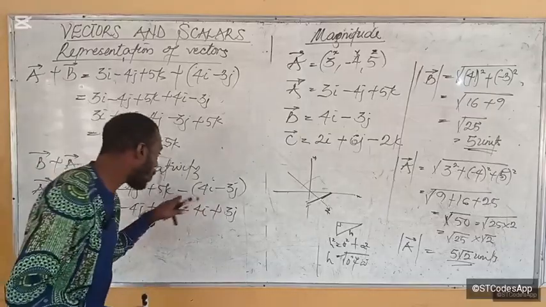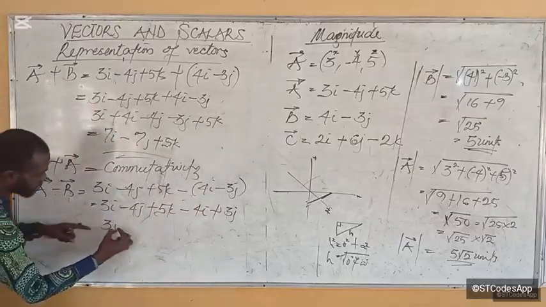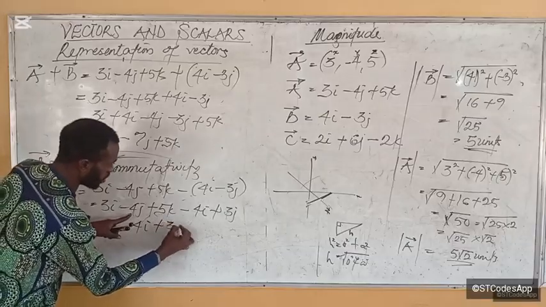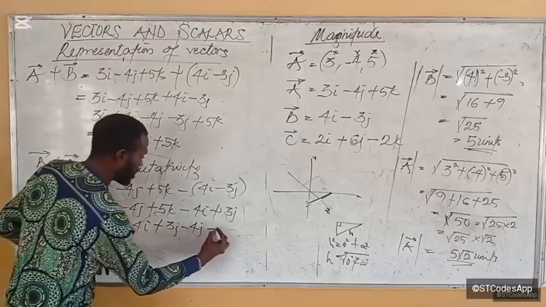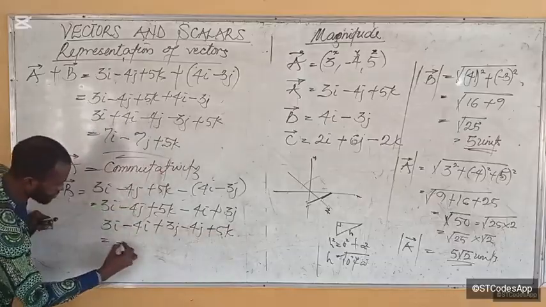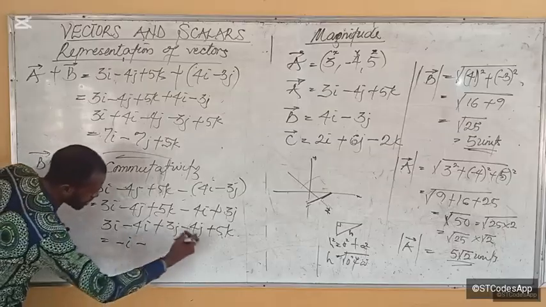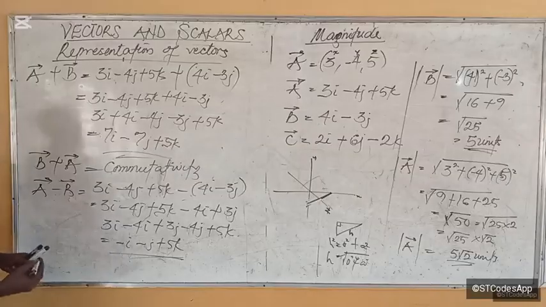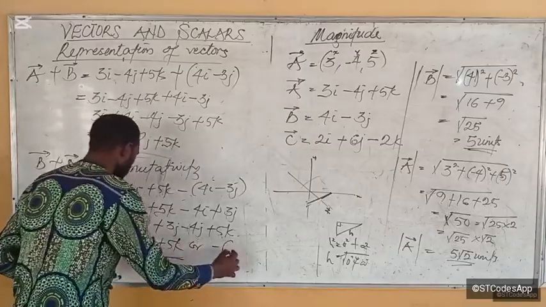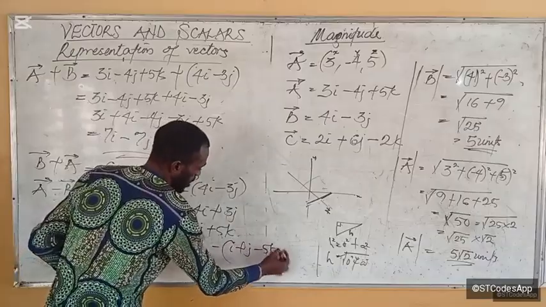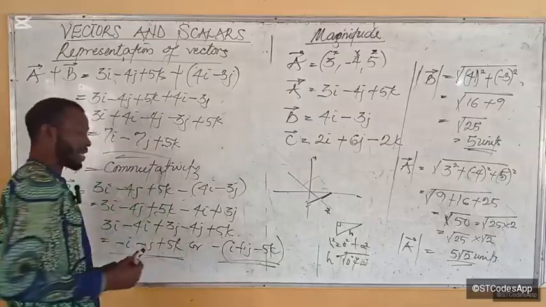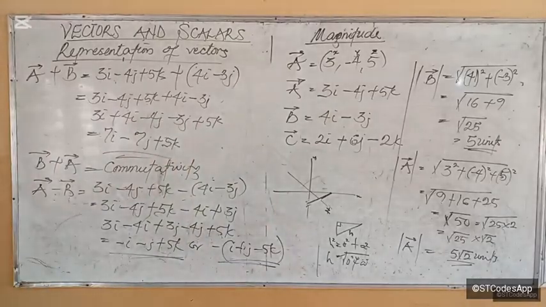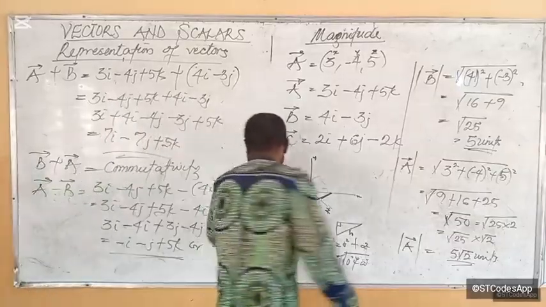Okay? Now, what we are told to do is vector A minus vector B. You see now the negative will affect the items in the bracket. So we have 3i minus 4j plus 5k minus 4i plus 3j. That becomes 3i minus 4i, then I put the j terms next, so plus 3j minus 4j, plus 5k. It becomes minus i, because 3 minus 4 is minus 1, minus j plus 5k. Notice that the value of k remains the same because vector B does not have a k value.